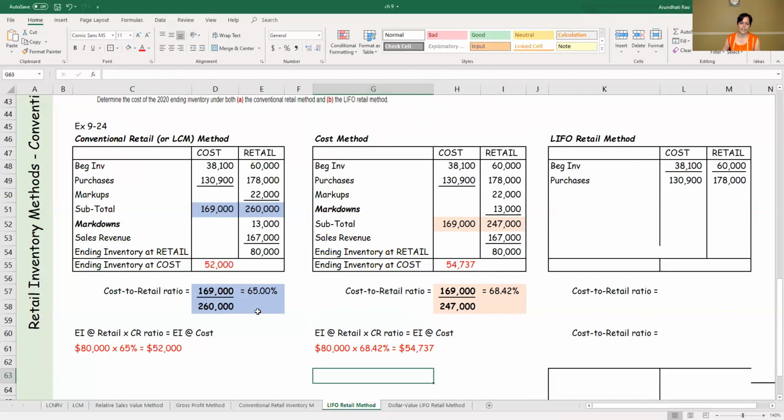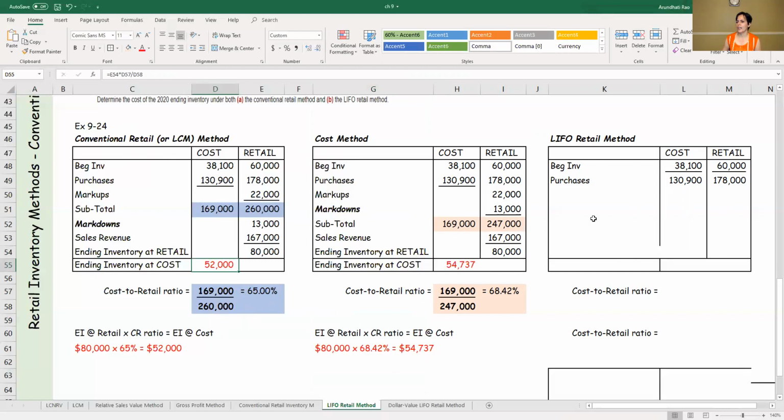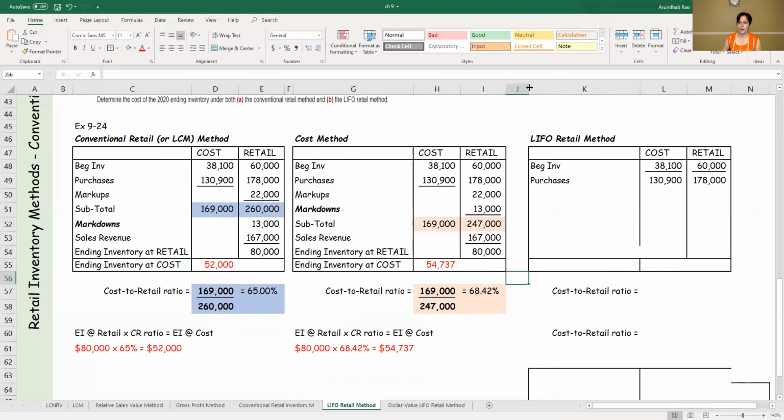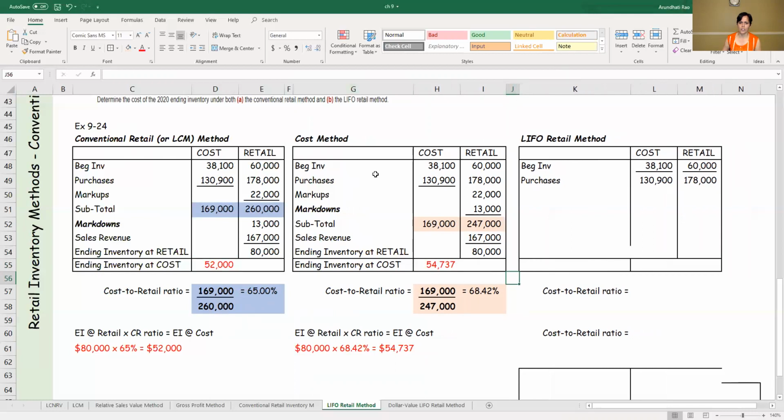In our exercise, the company was using the conventional method, which means your answer would have been 54,000. They now want to move to the LIFO retail method. So now let's switch over here and see what we're doing different in the LIFO retail method. What's different over here as compared to the conventional method or even the cost method? As I said, we're going to have layers.